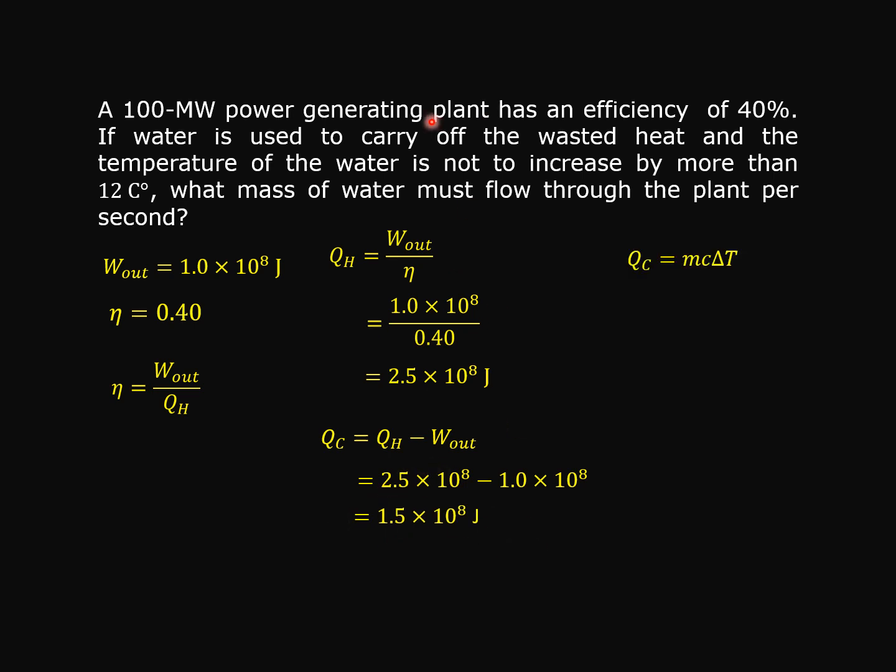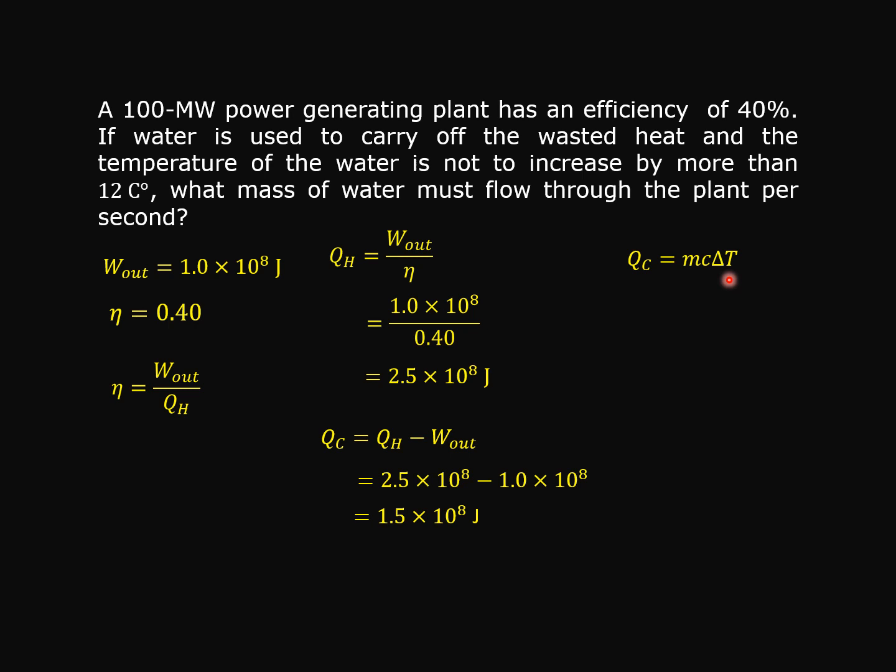This wasted heat will be carried off by the water to the cold reservoir, and it will cause the water's temperature to increase. So this wasted heat, when carried off by the water, is absorbed by the water. Therefore, we can set the equation where QC equals mc delta T, where m is the mass of the water, c is the specific heat capacity of water, and delta T is the change of temperature.